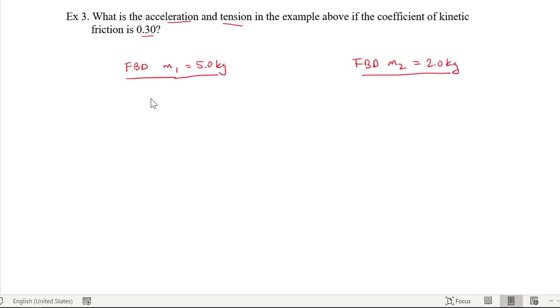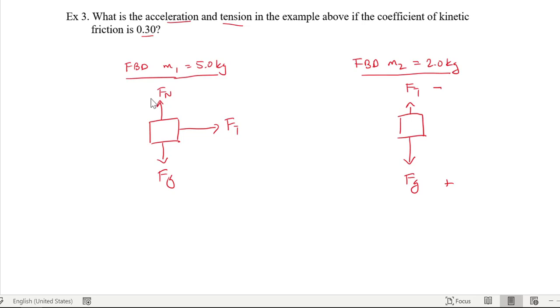Okay, what's the free body diagram? Well, let's do M2 first of all. It won't change because there's nothing it's rubbing against. So this one stays the same. For M1, yes, there's gravity. Yes, there's a normal force. There's still that rope, that force of tension applying. So that stays the same. But now there's also a friction force. Hopefully the object still moves to the right. If we get a negative answer, then we know it doesn't.